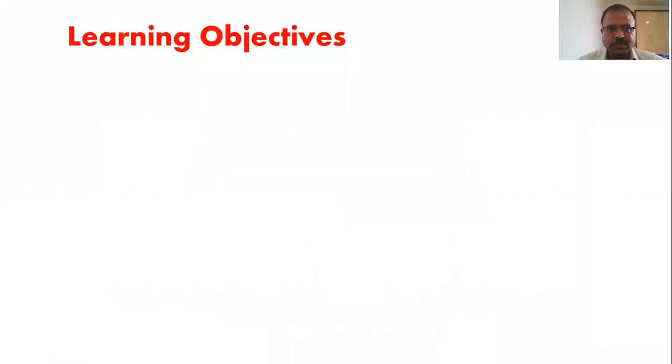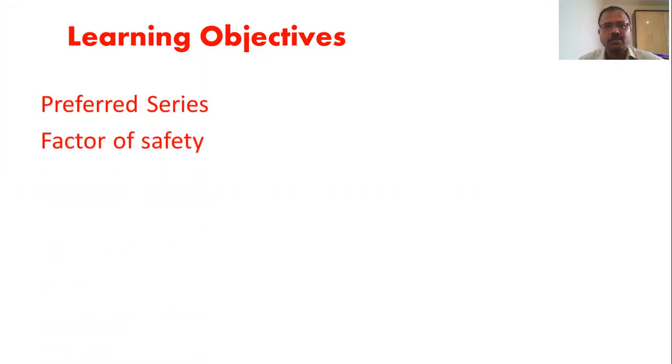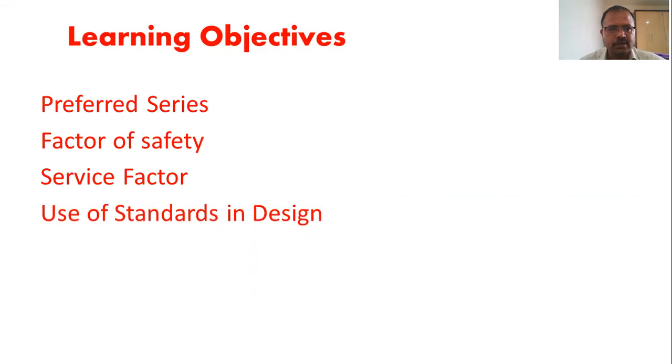Now today we will see what are the learning objectives of this particular session. Today we are going to first study about the preferred sizes and the preferred series. Then we are going to study about the importance of factor of safety in the design, what is factor of safety, and how to determine the magnitude of factor of safety. Then we are going to study about service factor or application factor and its importance. And finally, we are going to study about the standards, how to use the standards in the design.